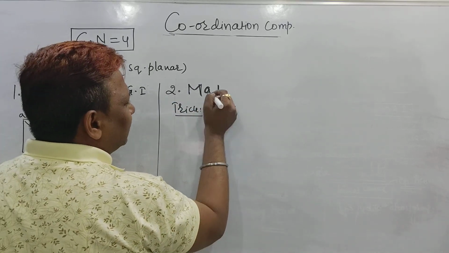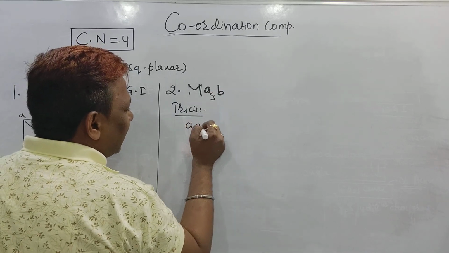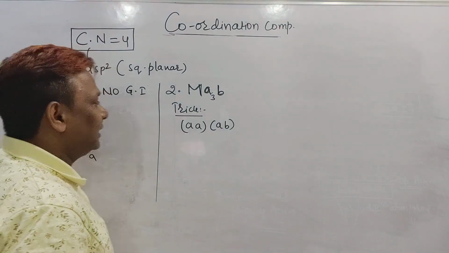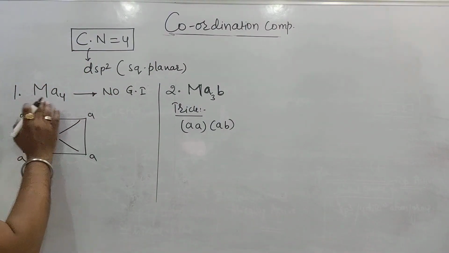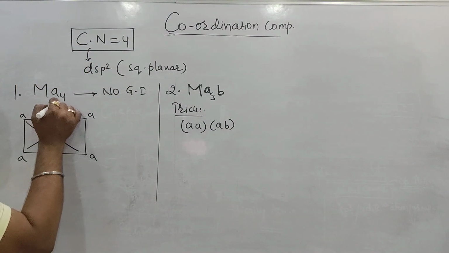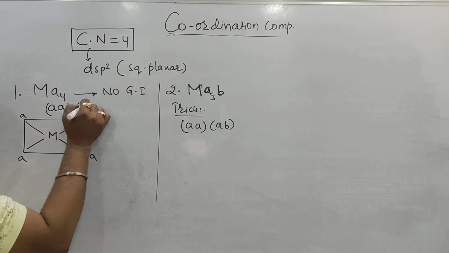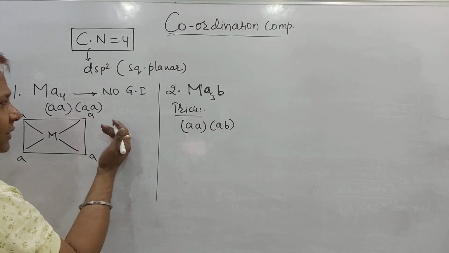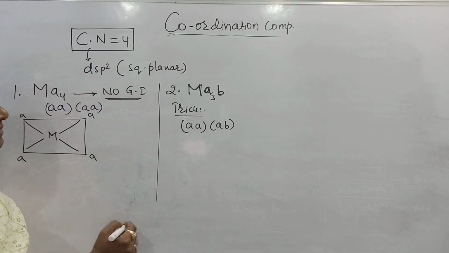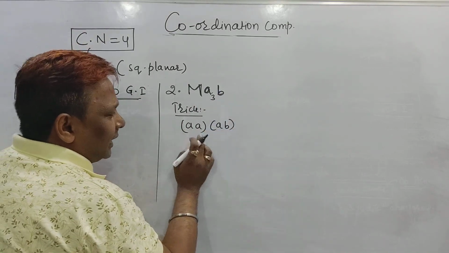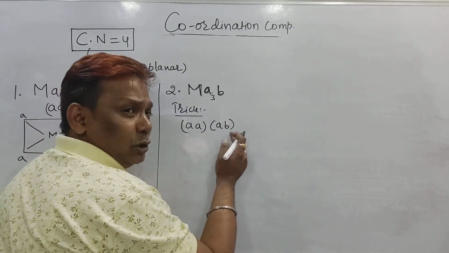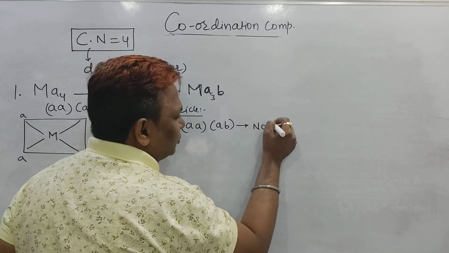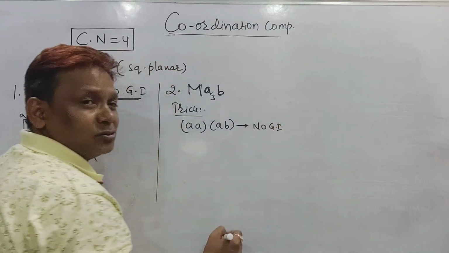A3 means AA, AB. And for MA4, make the pairing of it. Beta, AA and AA. Is it possible to make one more pair? No. That means no geometrical isomers. MA3B, AA, AB. Is it possible to make one more pair? No. That means again I can say, sir, it also does not have any geometrical isomers.